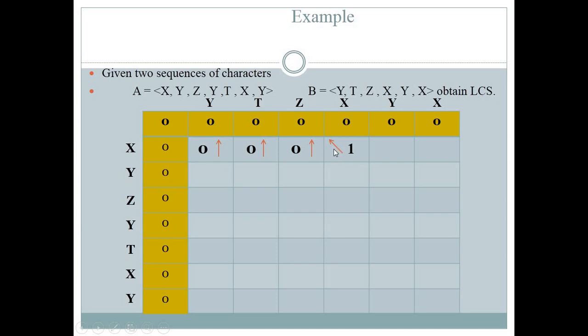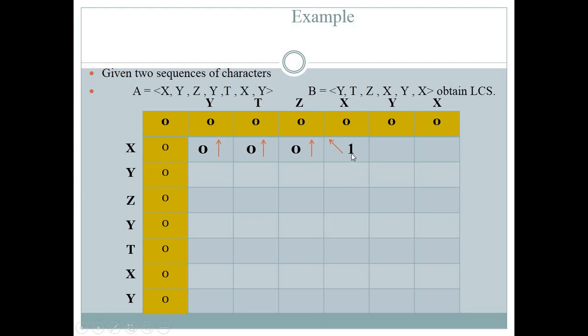Again I am repeating that. If our characters are matching, then we will put a tilde sign here. After putting the tilde sign, we will see its diagonal value. Our diagonal value is 0, so we will increase it by 1. So 0 plus 1 will be 1, and that value we will put into this cell.